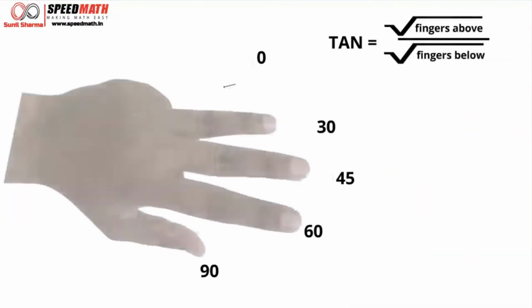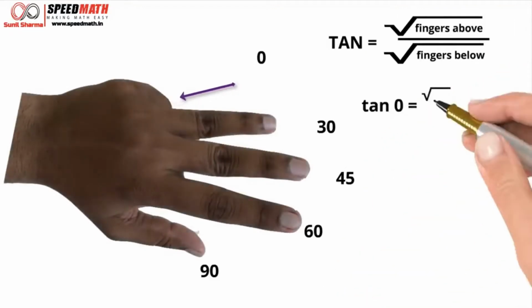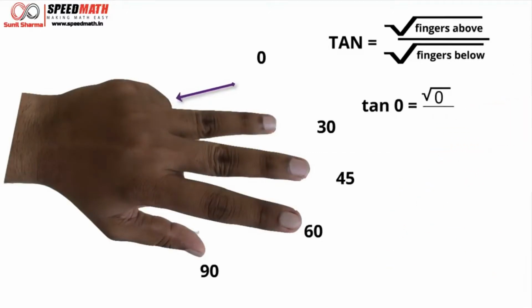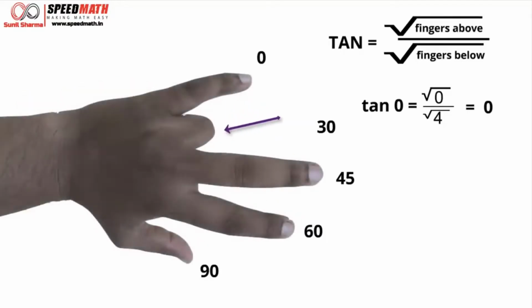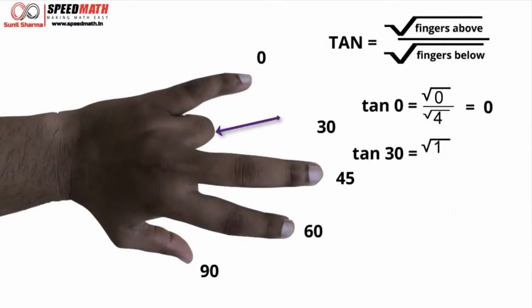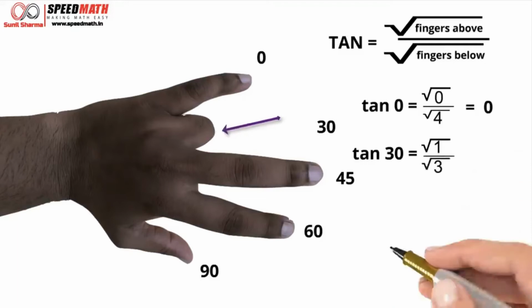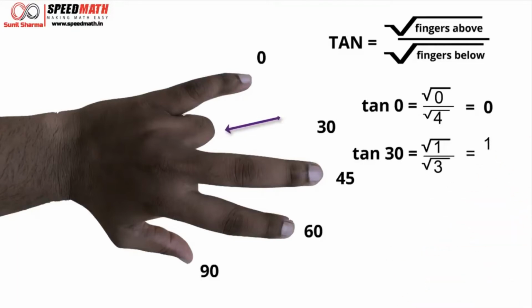Now as per our formula we need to find number of fingers above little finger and also below little finger. So above little finger you can see there are no fingers, so number of fingers will be 0. And below little finger there are 4 fingers, so number of fingers is 4. So root of 0 upon root of 4 will give you 0. So tan of 0 is 0. Now let's find tan of 30. So as per the formula we need to count number of fingers above ring finger and below ring finger. So above ring finger we have 1 finger and below ring finger we have 3 fingers. So root of 1 upon root of 3 will give you 1 upon root 3. So tan 30 is 1 upon root 3.